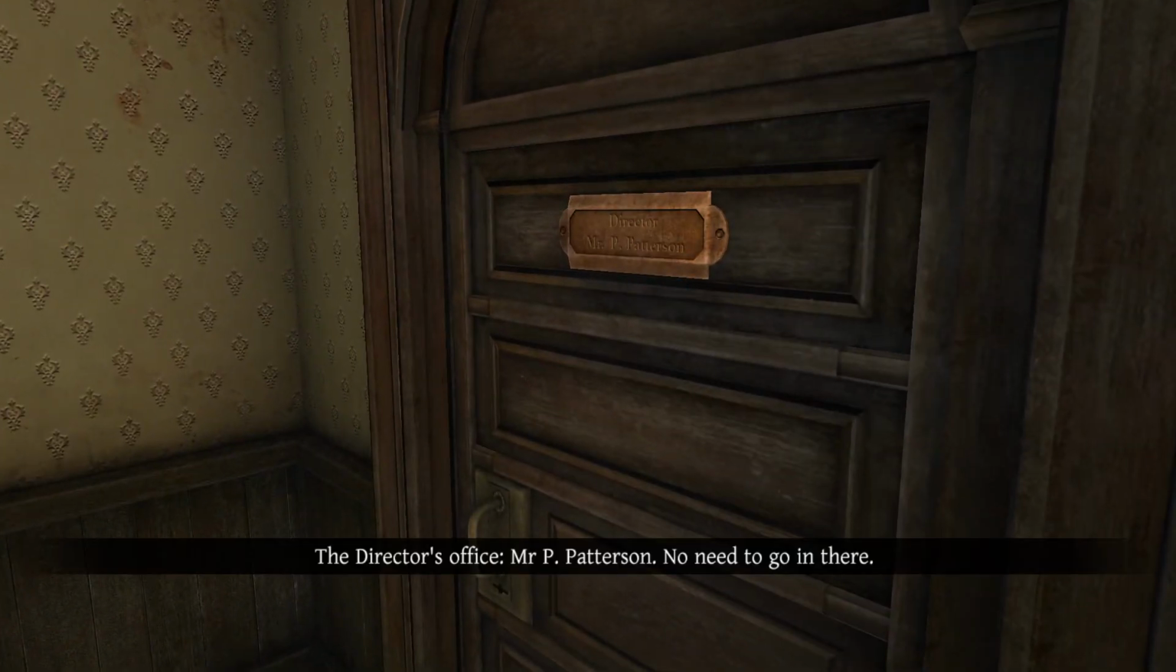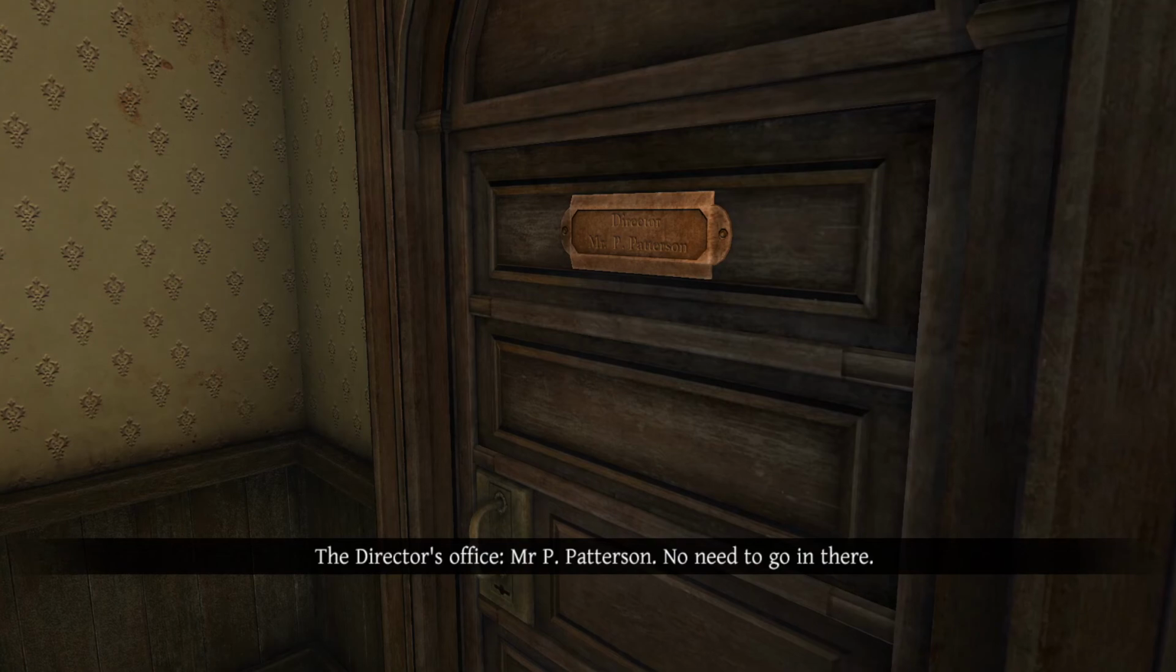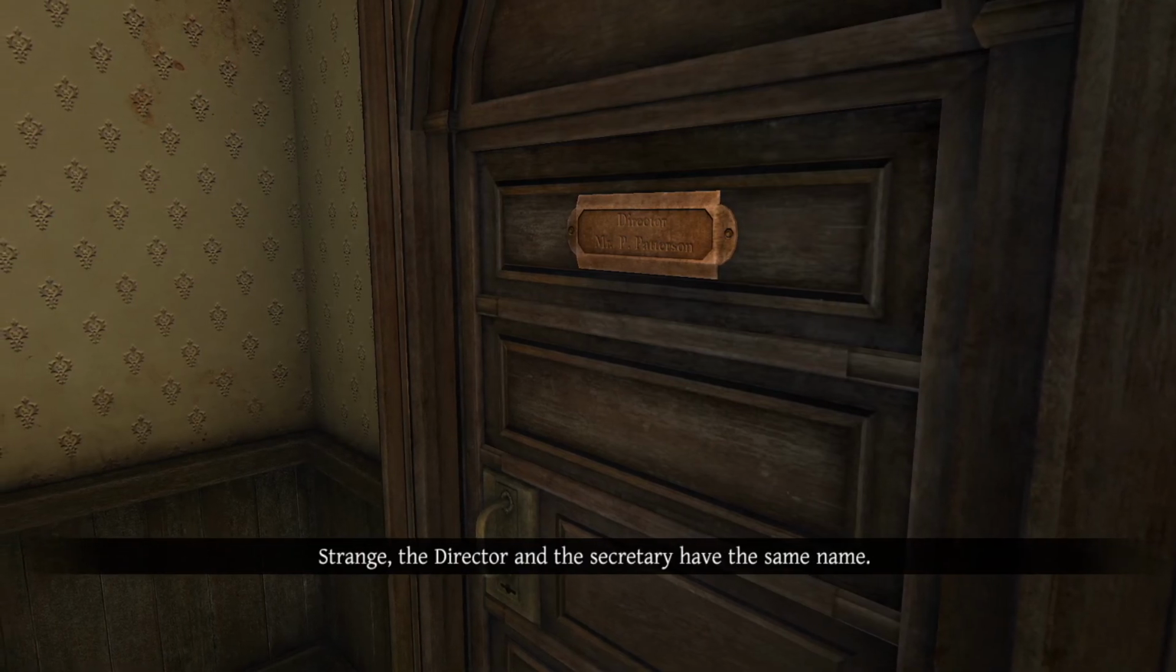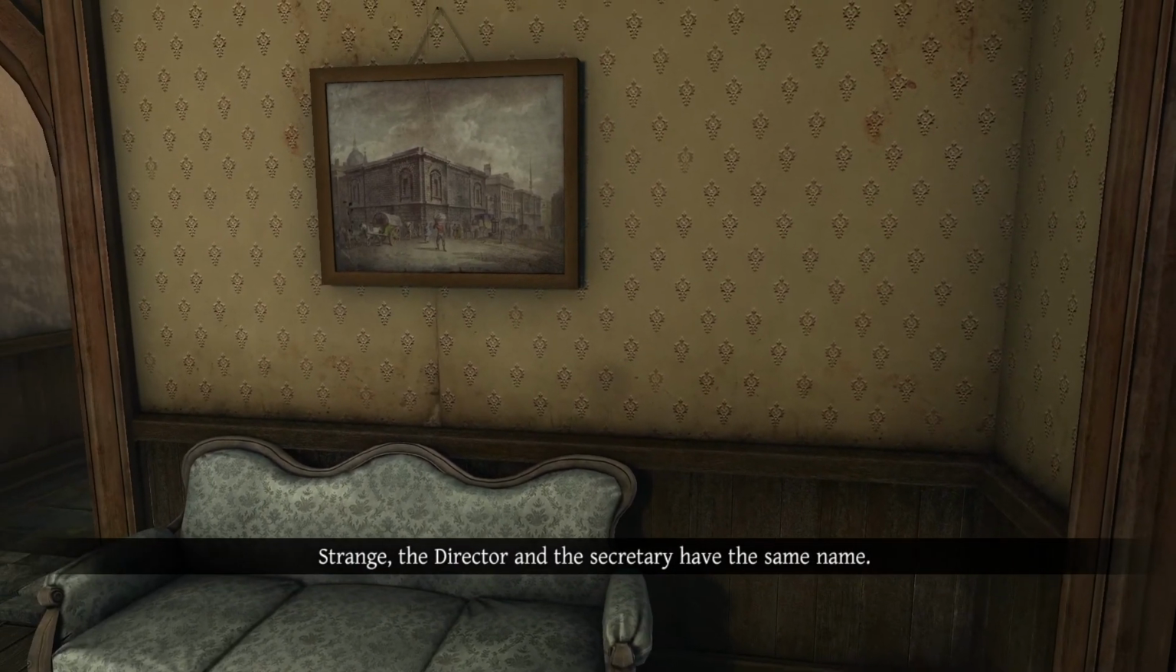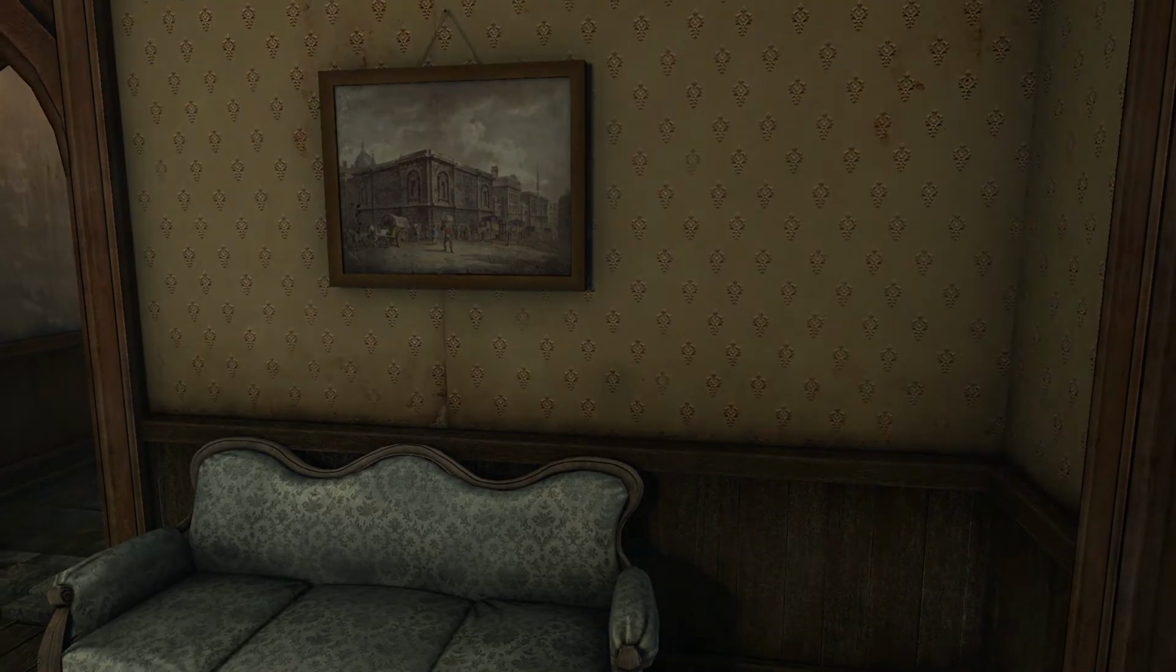The director's office, Mr. P. Patterson. No need to go in there. Strange. The director and the secretary have the same name.